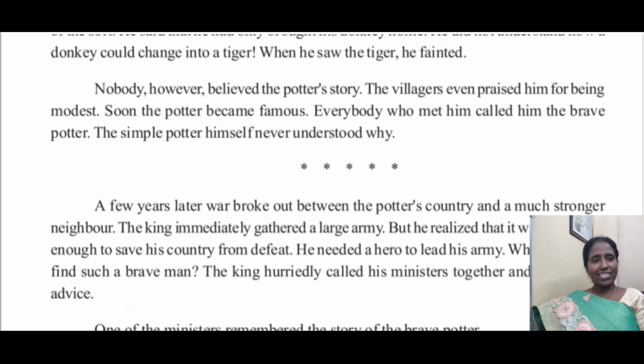The villagers even praised him for being modest. Modest means very simple. Though he brought a tiger, he is not accepting. He is telling that he just brought a donkey. How simple he is, they were telling.